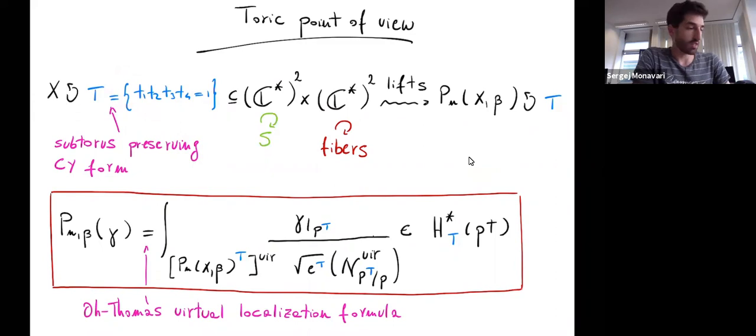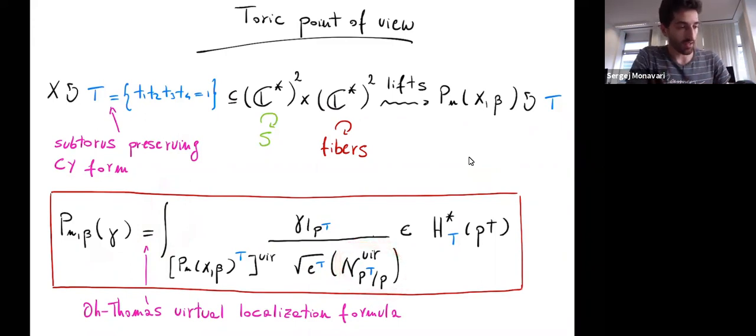And the nice feature here is that Thomas proved a virtual localization formula, which has more or less the same shape as the Graber-Pandharipande virtual localization formula. What does he say? He says that you can compute your invariants as an equivariant integral over the virtual structure induced on the fixed locus, just that you have to invert not the Euler class of the virtual normal bundle, but the square root Euler class. So again, it's another appearance of the square root Euler class. Just to say, this virtual normal bundle is just the movable part of the obstruction theory in K-theory.